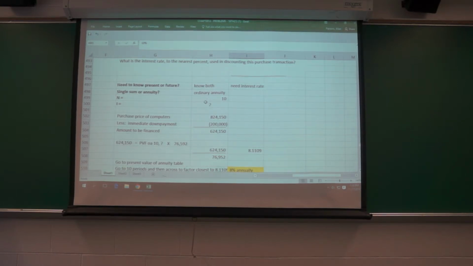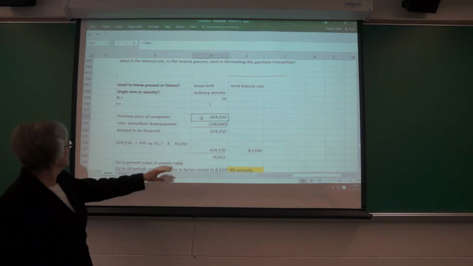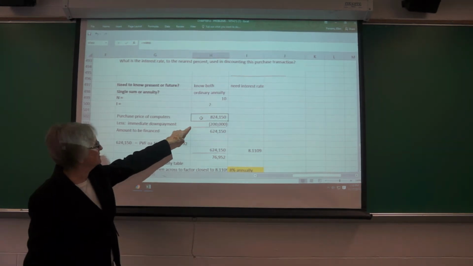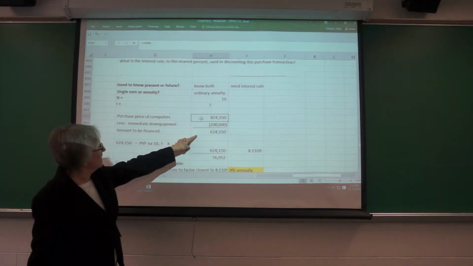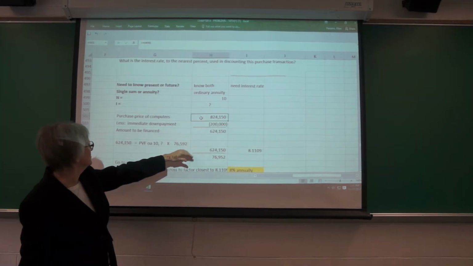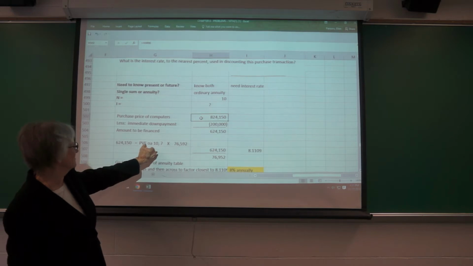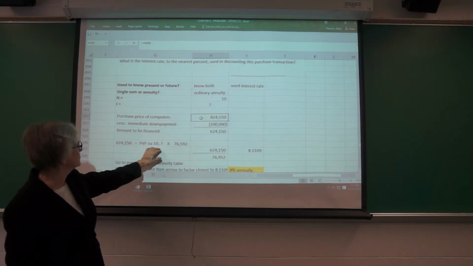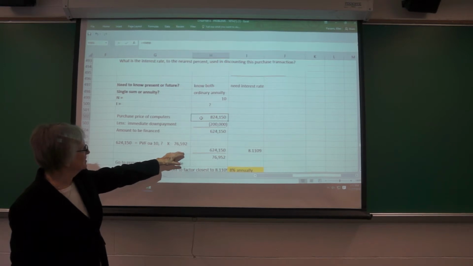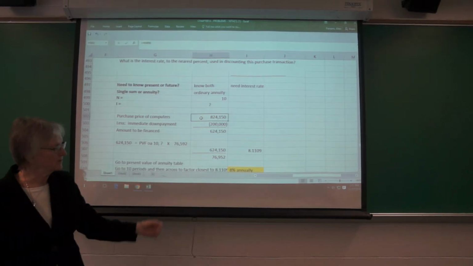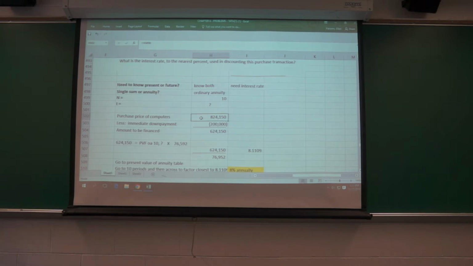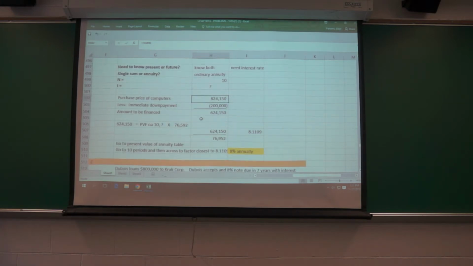It's an ordinary annuity. You've got the N is 10. So the purchase price was the $824,150. And this is where they add complications that I'm not going to do to you on an exam. Minus the initial down payment, so the amount to be financed is the $624,150. So the $624,150 is going to be equal to the present value factor of the ordinary annuity, 10 periods at some interest rate, times the payment amounts. So you divide them out, get the factor, go to the table, 8%. So that's the interest rate to the nearest percent.